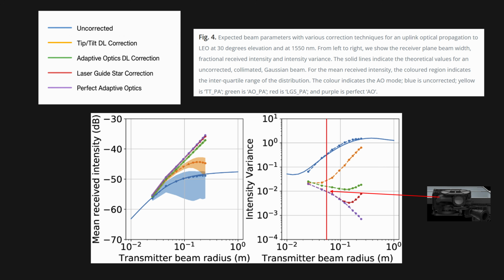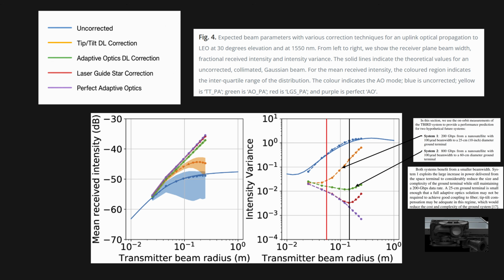However, with a laser guide star, the variance would drop to just 1% of the average, and that is more acceptable, although still somewhat noisy. There is also an interesting relationship here where the uncorrected performance gets worse as beam size increases without adaptive optics, but with adaptive optics it improves and then gets worse again.